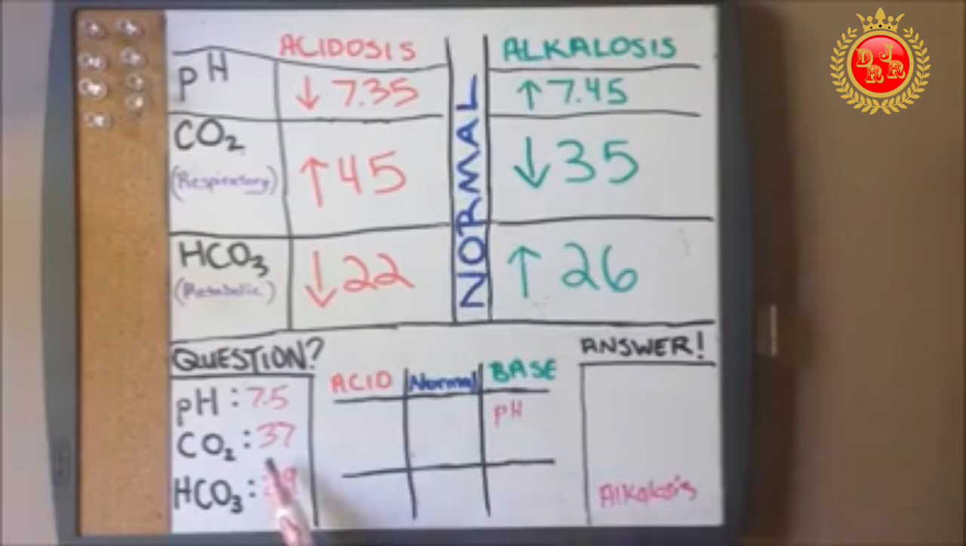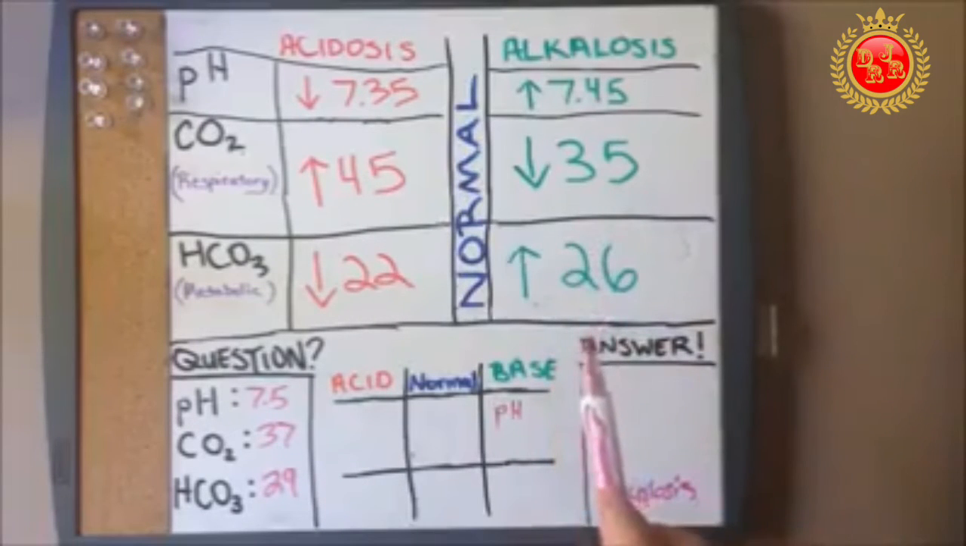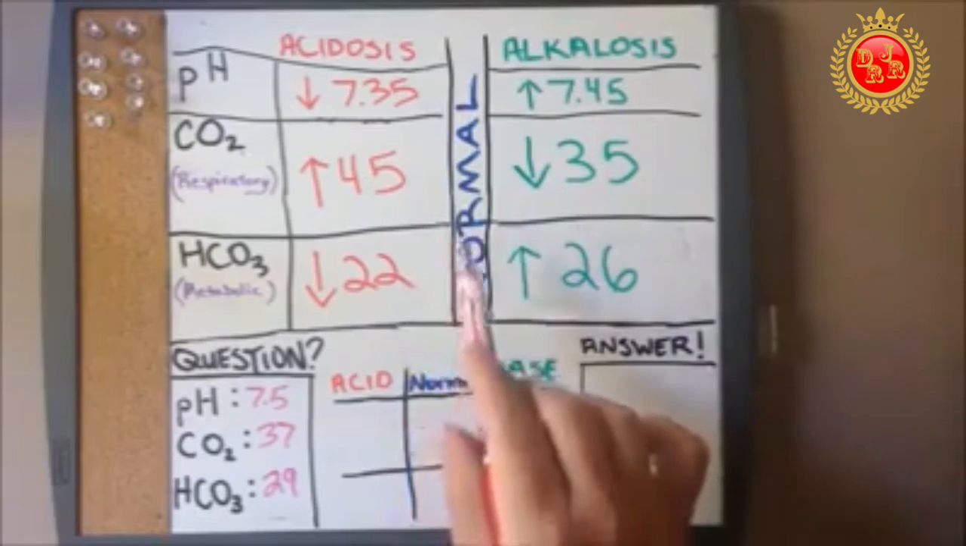Next, let's take a look at our CO2, 37. 37 is not greater than 45, and 37 is not less than 35. Therefore, it's in between. That means it's normal.